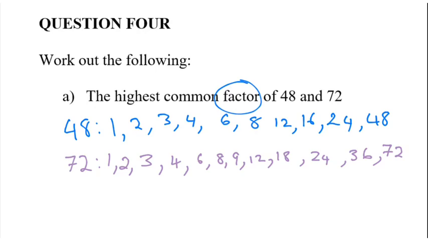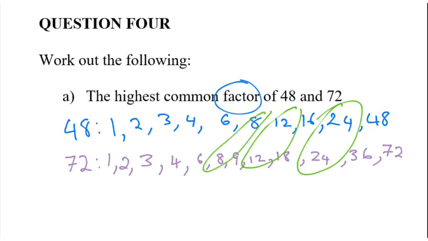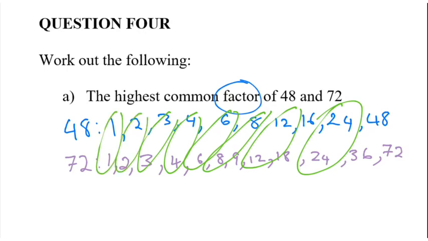Now I just need to find out what they have in common. So they've both here got a 24, they've both got a 12, they've both got an 8, both got a 6, 4, 3, 2 and 1. So those are all the ones they have in common. Now I need to find the highest common factor. So the biggest out of all of those is 24.